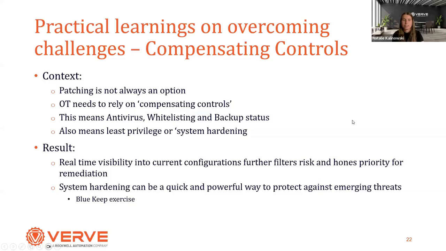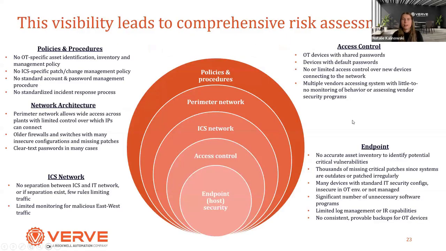All right, so all this visibility that you'll have into your system leads you to that comprehensive risk assessment. So essentially what you want to do is take a programmatic approach and consider all of these aspects in order to secure your OT environment. So of course, you need to be aware of policies and procedures, your network architecture, the separation between your OT and IT network. We also have to consider access control, like Rick mentioned, because we've all seen those shared passwords in OT environments, the default passwords that no one changed, and more.